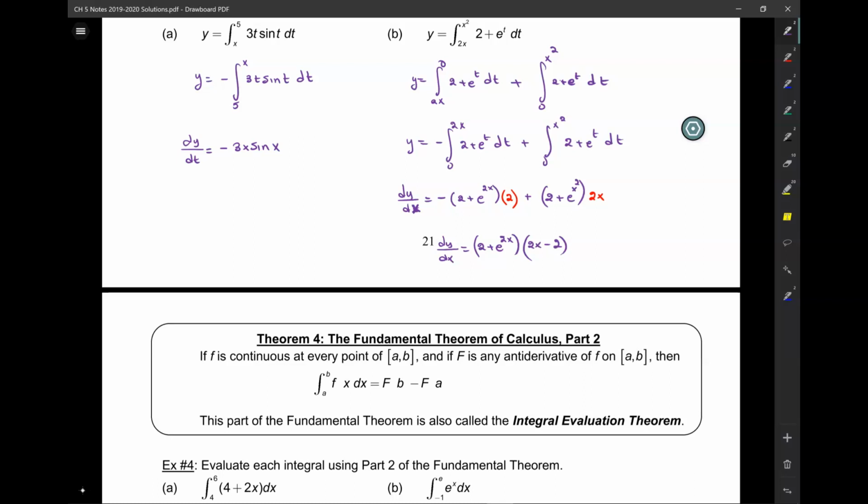But one's x squared and one's 2x. So you can't do that, right? Oh, no, you can't do that. I'm so sorry. I was about to. We can factor out a negative 2, though.